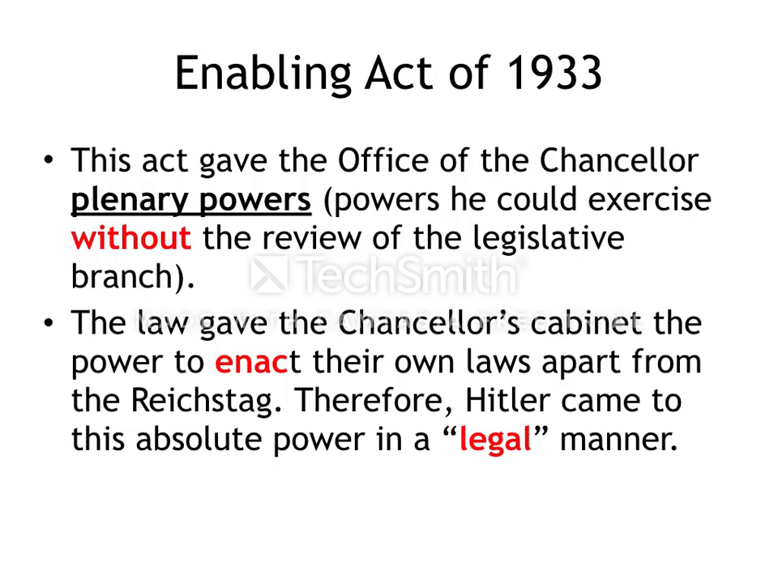Following the Reichstag fire decree, the Enabling Act of 1933 was put into place. This act gave the office of the Chancellor plenary powers that he could exercise without the review of a legislative branch. Essentially, the Chancellor's cabinet can enact their own laws without putting them before Parliament, therefore giving Hitler absolute power in a legal sense, basically making him the end-all be-all when it came to the government. This would sidestep the office of the president and the ministers of parliament as well.